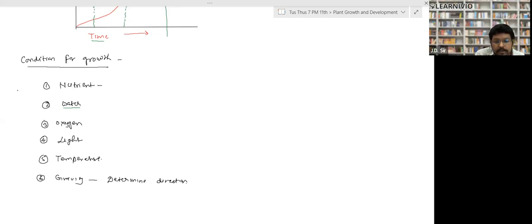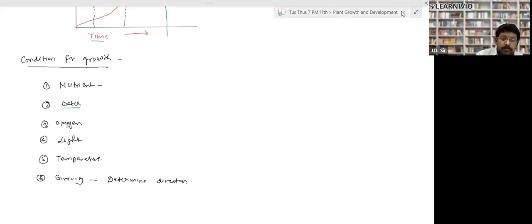And the second one is water. Yes, it requires water for photosynthesis. Oxygen, it requires oxygen for respiration. Light, yes, it does require light for photosynthesis. Temperature, at optimum temperature only enzymes and hormones work, and at lower or higher temperature enzymes and hormones do not work. Next, gravity. In the gravity point, please note it down. Gravity determines the direction of root and shoot.